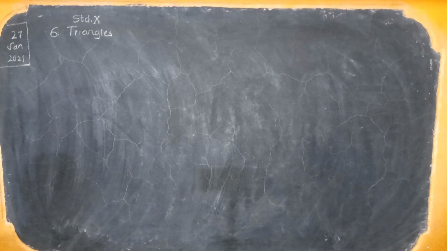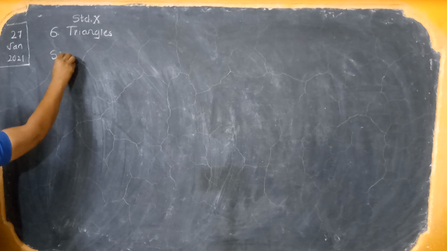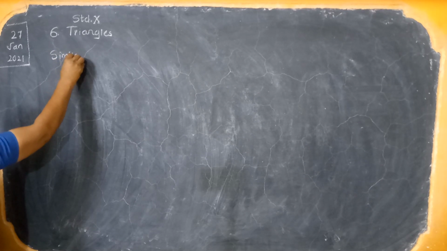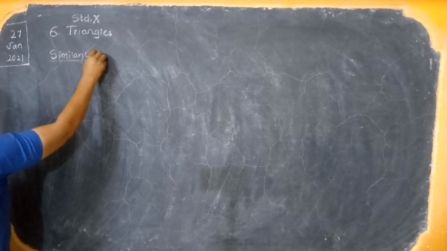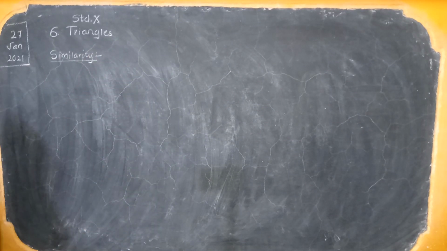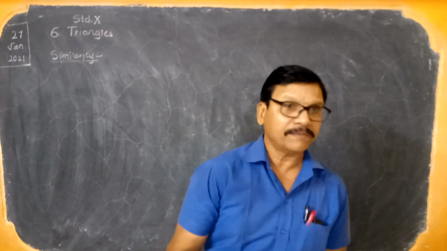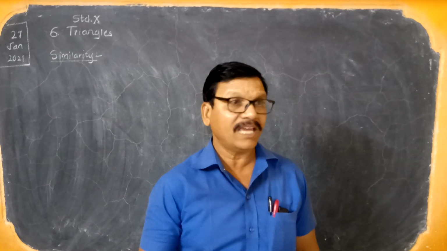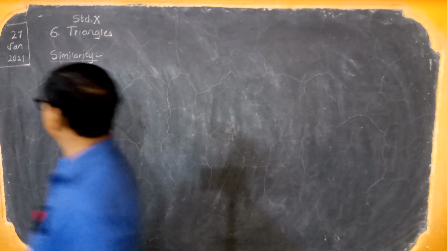Now let's see triangles. At first we must see similarity. What is similarity of figures? Look here. Similarity means two shapes are said to be similar if they look the same in shape but different in sizes.